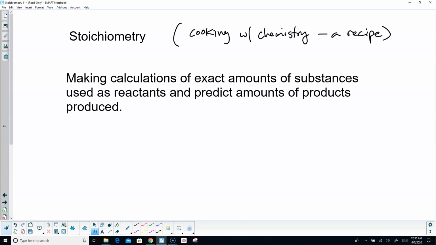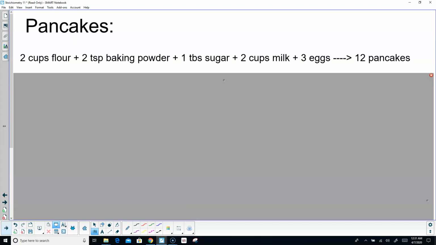And so stoichiometry, this is kind of a weird word. But basically, all it is is cooking with chemistry. It's a recipe. It's telling me how many of the reactants I put together and how many products get pooped out the other end. So it is a calculation of the exact amount of substances used as reactants, and you're able to predict how many products are produced, and that's it. That's what stoichiometry is. And so, here's an example.